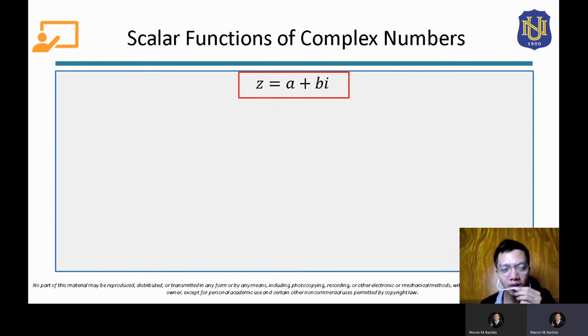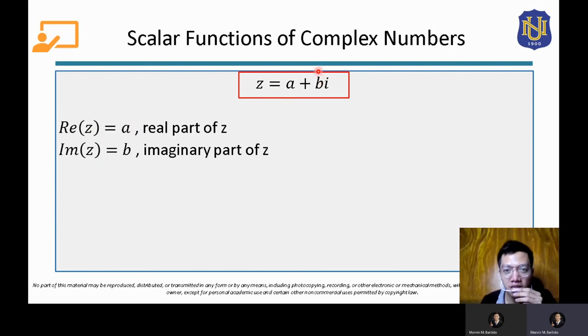Okay, so let's talk about now the scalar functions of complex numbers. From the general form again, z is equal to a plus bi. From this form, the quantity a is actually called the real part of complex number z, and it is denoted by Re of z, is equal to a. So again, your a will be the real part of your complex number z. Now for b, the quantity b here in the general form of the complex number will be the imaginary part. Your imaginary part will be denoted by Im of z.